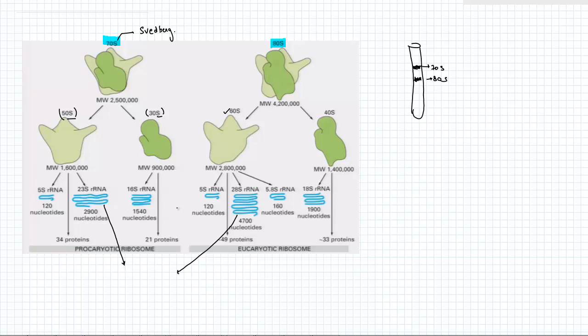There are some exceptions, and this is one of those exceptions, that 23S and 28S rRNA are acting as the ribozyme. They are able to catalyze the reaction, so they are ribozymes.